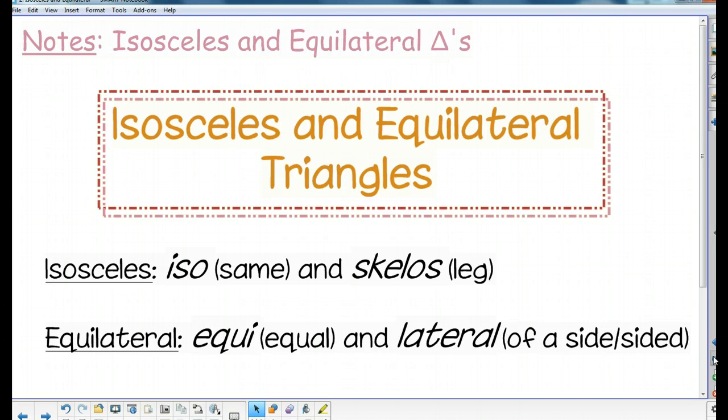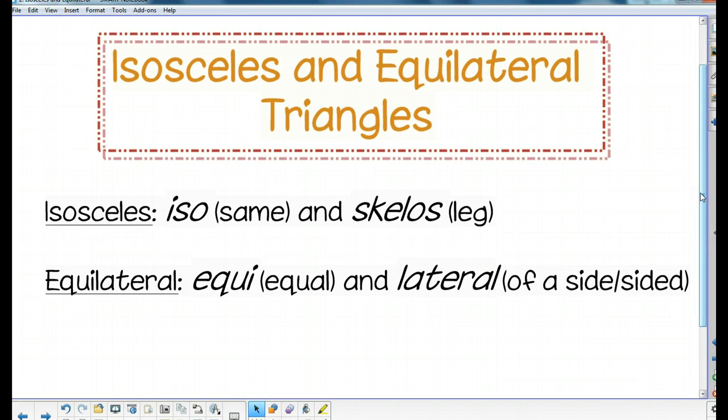Okay. We are on your notes. Isosceles and equilateral. What do those words even mean? Where do the roots come from? They're right here. Iso means same, and skelos means leg. Same legs. Isosceles, they have the same leg. Equilateral, equa means equal, and lateral means of a side. Equal sides. Equilateral, equal sides. Got them?